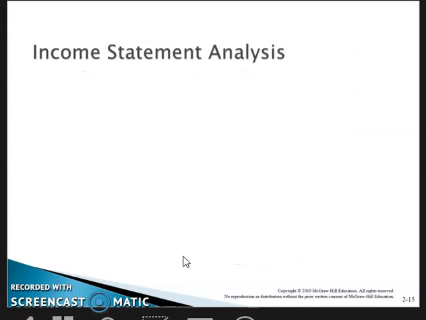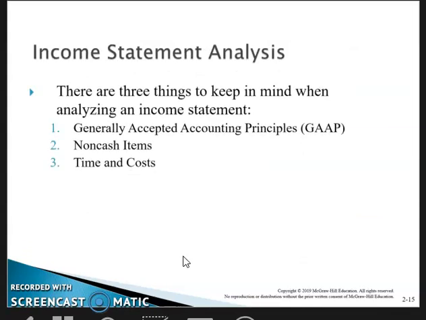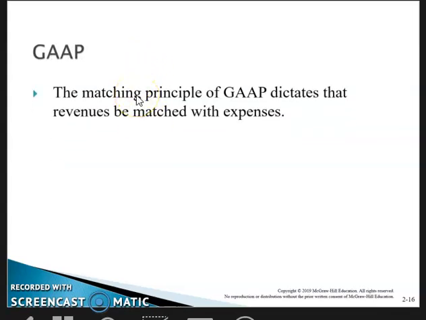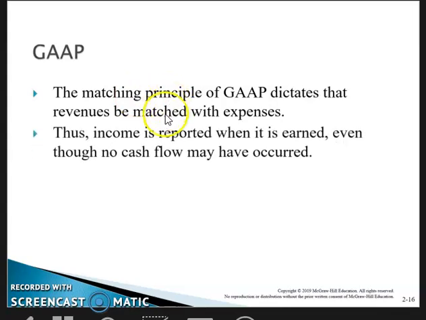So, income statement analysis. The three things to keep in mind when analyzing income are generally accepted accounting principles, non-cash items, and time and costs. First, GAAP and the matching principle dictate that revenues be matched with expenses. Income is recorded when it is earned, as I mentioned previously, even though the cash flow may not have occurred. The cash flow may not occur for some time, but it's recognized when the transaction occurs.